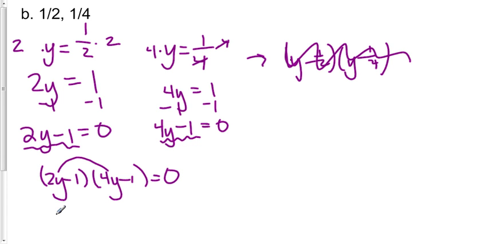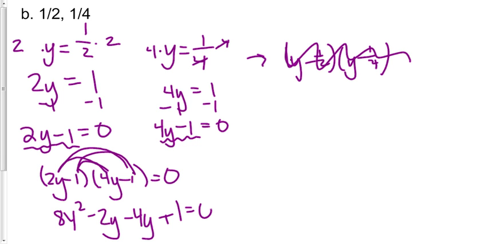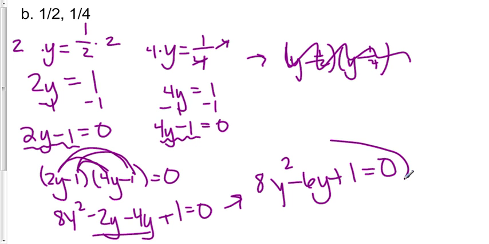So 2y times 4y is 8y squared. 2y times negative 1 is negative 2y. Negative 1 times 4y is negative 4y. And then negative 1 times negative 1 is positive 1. So, combining like terms, putting the y's together, the original equation must have been 8y squared minus 6y plus 1 equals 0. There's my quadratic equation in standard form.